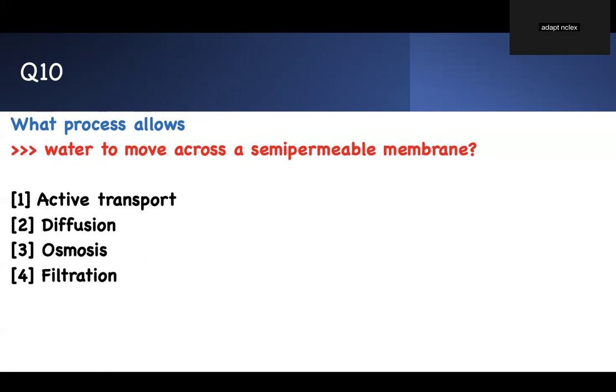Water is what? A solvent. Diffusion allows solids to move. Filtration is solid. Active transport, moving solid. Water movement is osmosis. This is content. You can see these questions are straightforward. I try to give you keywords so that next time when you see osmosis, boom, you know that is water absorption, water movement.